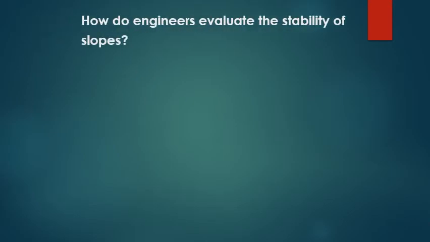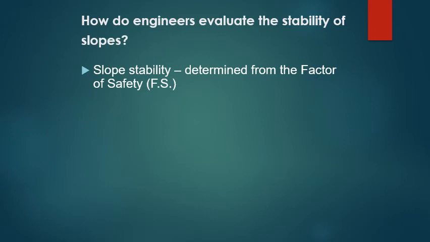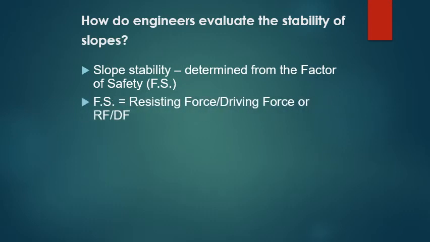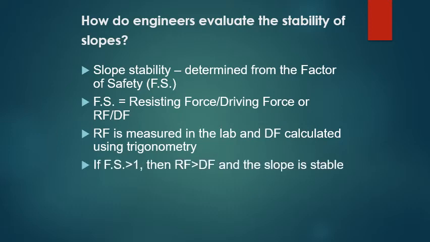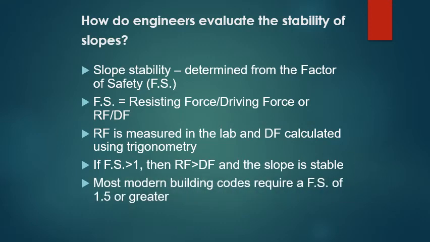How do engineers evaluate the stability of slopes? Slope stability is determined from the universal term called factor of safety, or FS. It is the ratio of the resisting force and driving force. RF is measured in the laboratory and DF is calculated using trigonometry. If the factor of safety is greater than 1, then RF, or resisting force, is greater than the driving force, and the slope is stable.